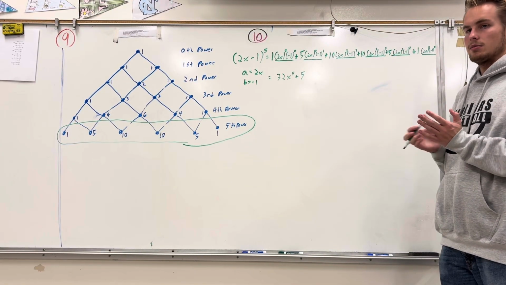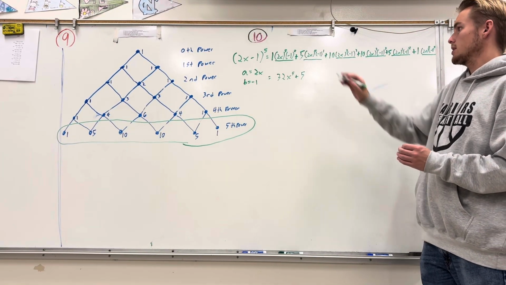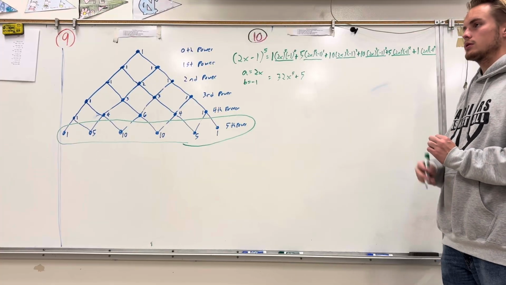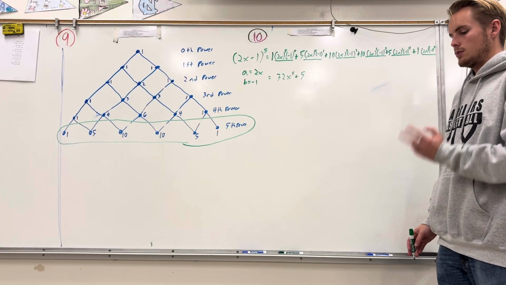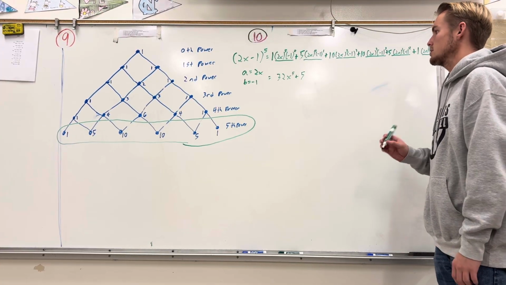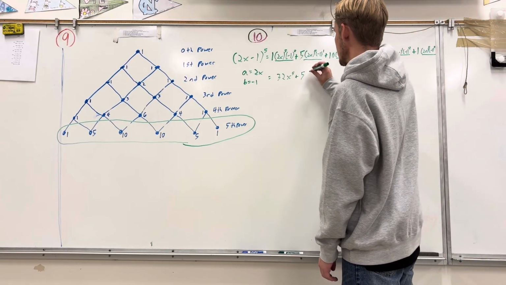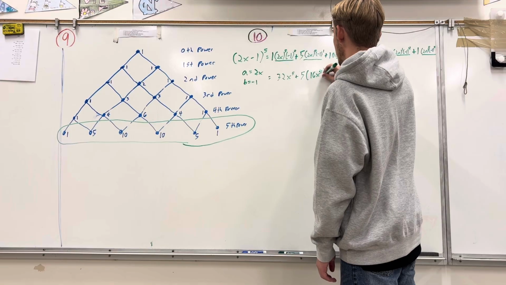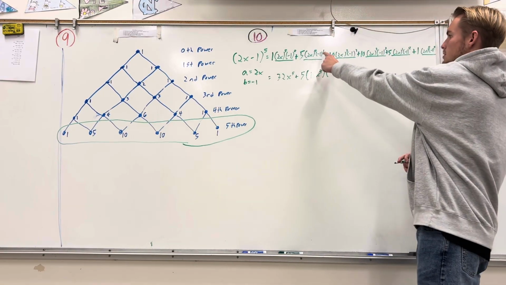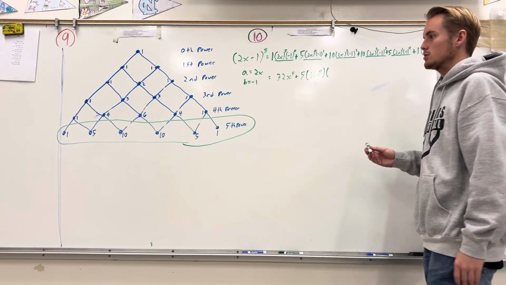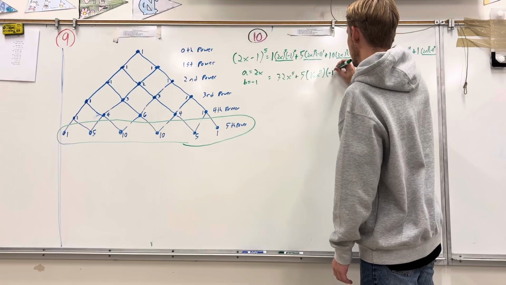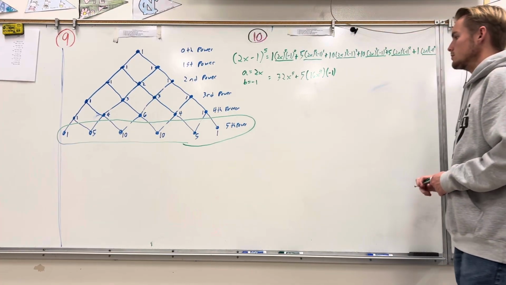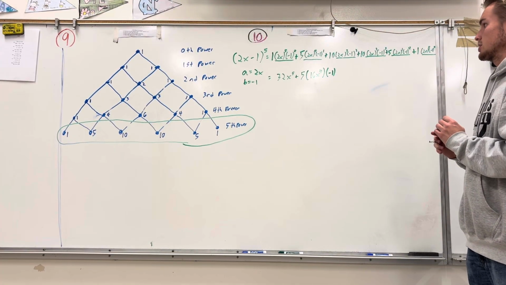We have plus 5 times 2x to the power of 4. So using that same logic, 2x to the power of 4 just equals 2 to the power of 4 times x to the power of 4. 2 to the power of 4 just equals 16. So this just equals 5 times 16 x to the 4th times, and then negative 1 to the power of 1, that actually equals negative 1. So this is times negative 1.